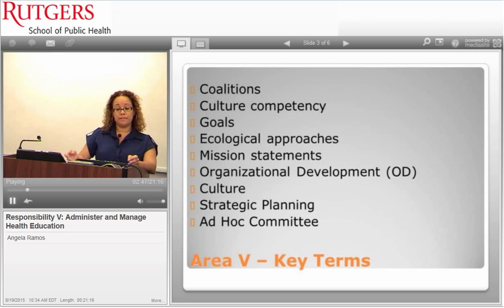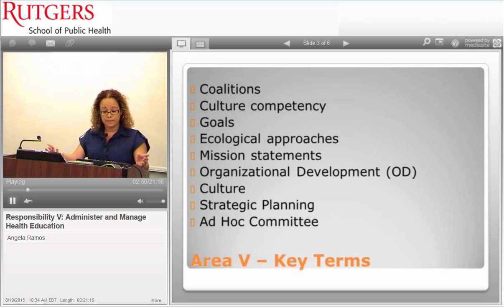Next are some definitions. Here we have coalitions. So basically, coalitions are groups of people from all different organizations that share your same goal, that you guys have the same vision. You have cultural competence. So basically, when you work in a community setting, let's say, you're going to come into contact with many different people, different races, and different cultures. And you have to make sure you're aware of that so that you don't offend anybody. You're not being disrespectful or offensive. Then you have your goals. And the goals basically are statements of the results that you want to achieve for your program.